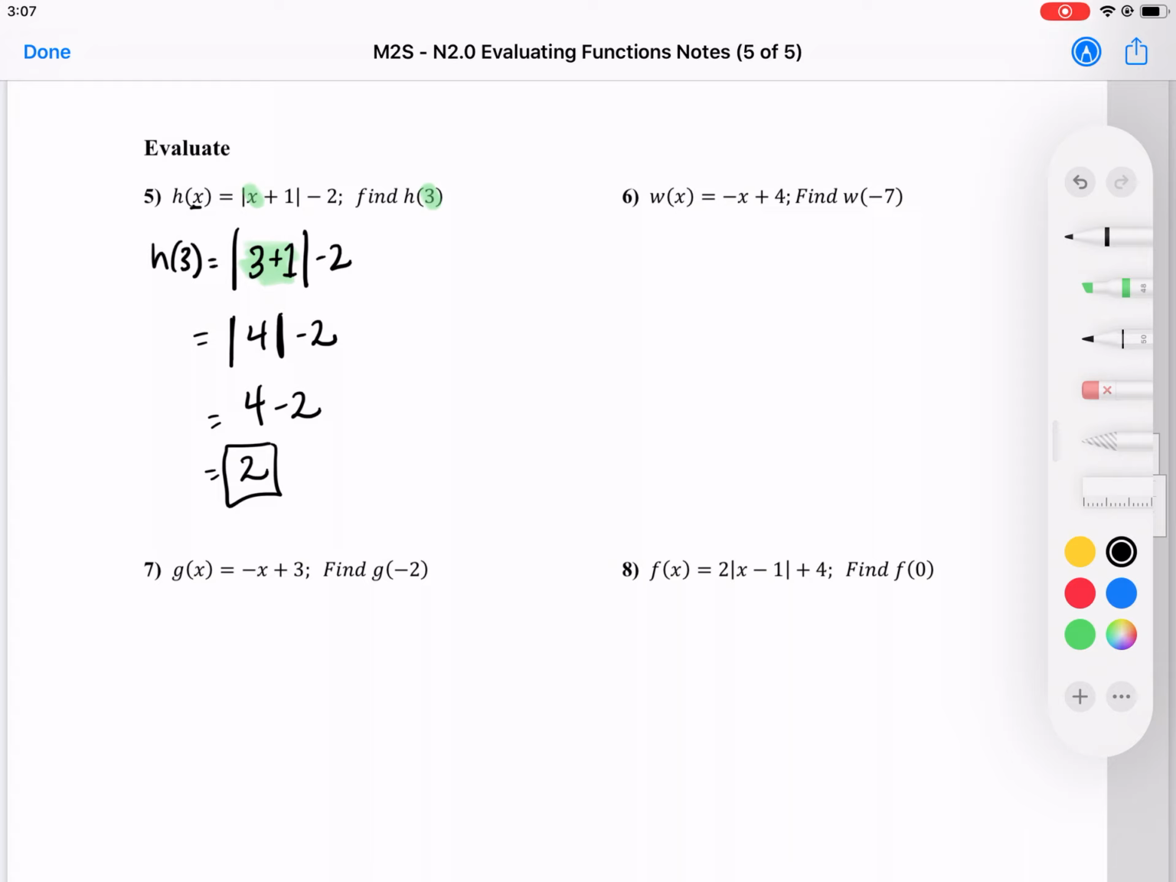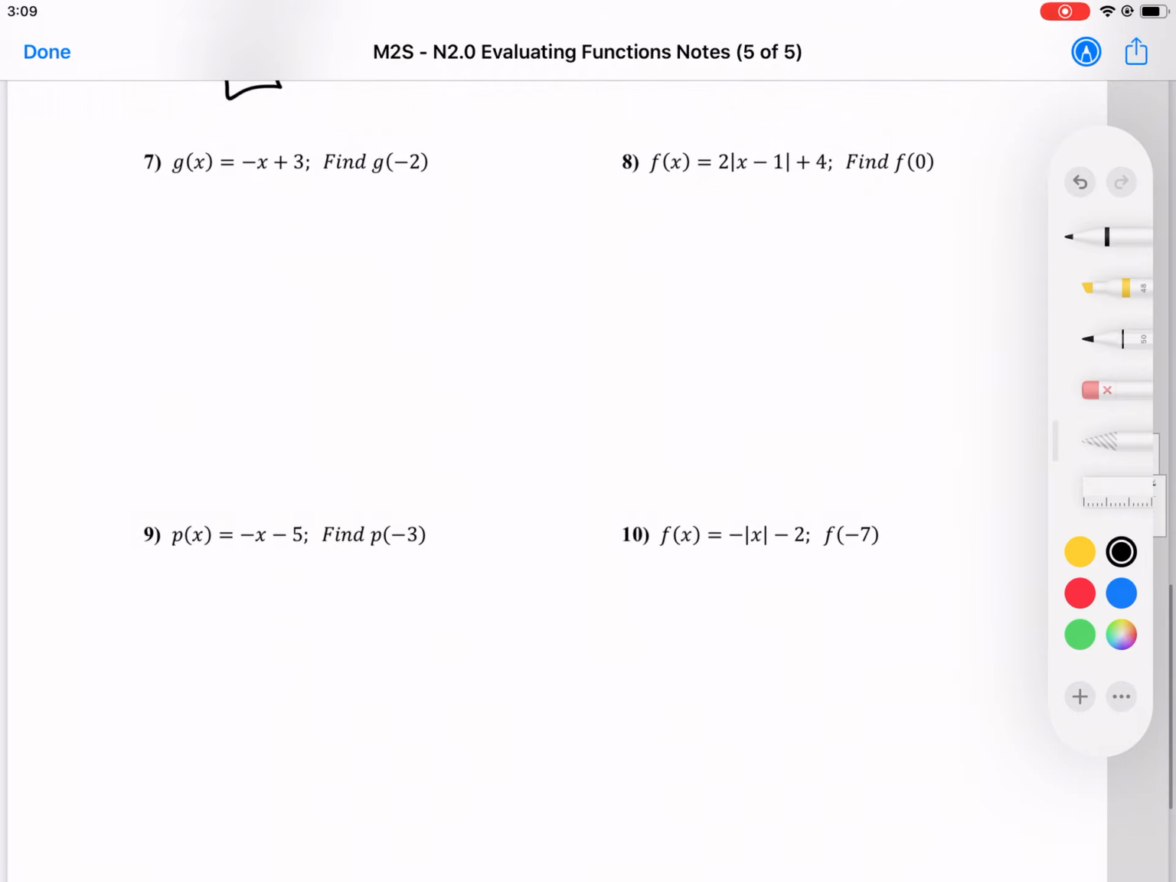All right, let's go ahead and do the next one. So this time we're putting a negative 7 in for our x because it's w of x. So w of negative 7 would be a negative, so there's already a negative right in front of negative 7. A lot of people forget to put the negative in and then do parentheses after that. So that actually means we get a positive 7 plus 4. This is a very common mistake. This happened a lot on the test, in fact. 7 plus 4 is 11, and that would be the answer.